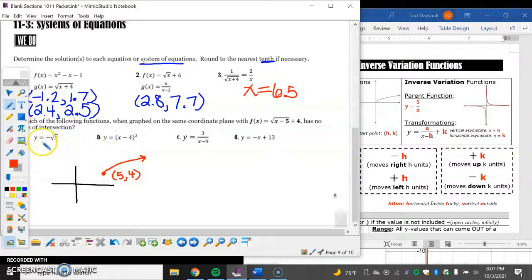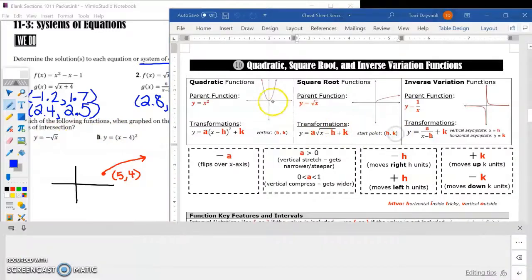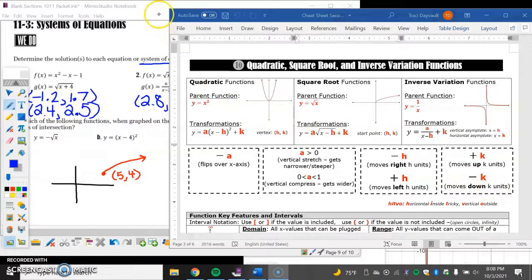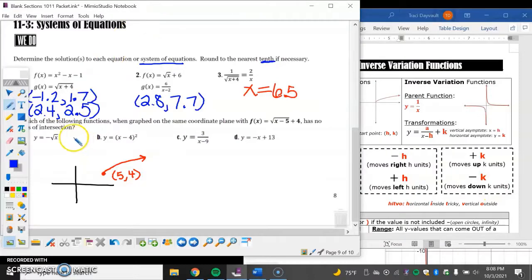We're going to see if we know enough about these functions without Desmos to figure out which of the following, when graphed on the same coordinate plane, would not intersect. Okay, I want you to look at these answer choices. Think about their parent function and what would not intersect. Y equals negative square root of x. That takes the parent function square root of x and flips it over the x-axis. So would these ever intersect? No, they wouldn't. That's why those would never intersect.